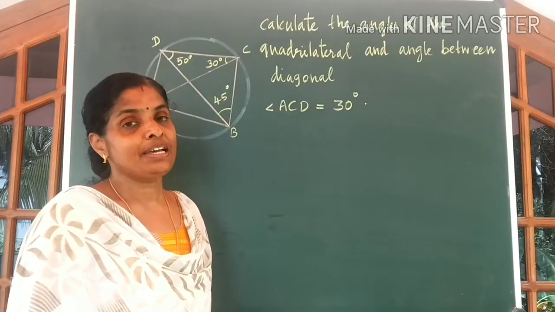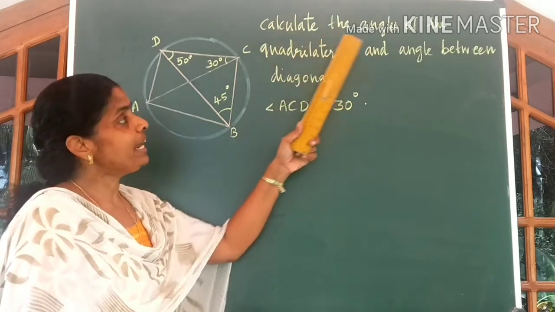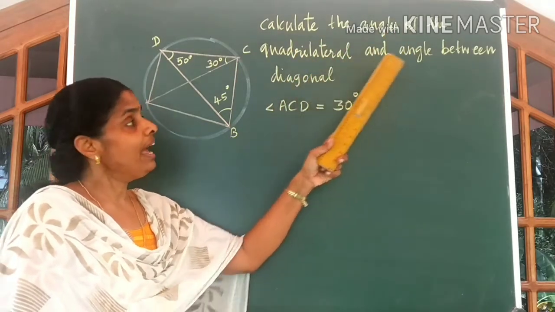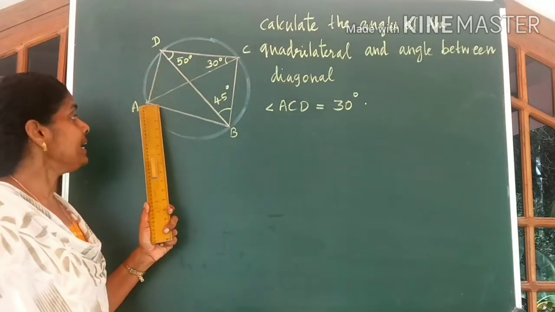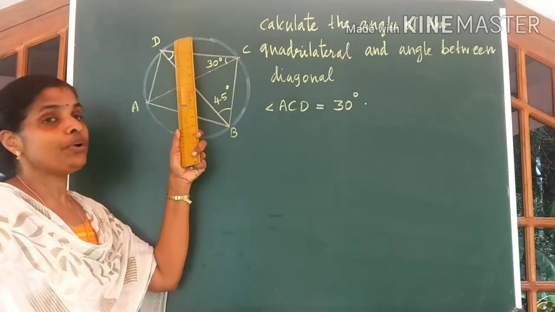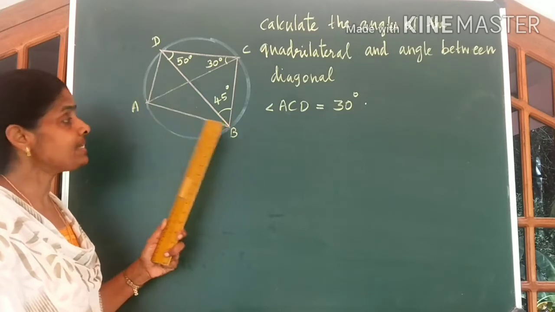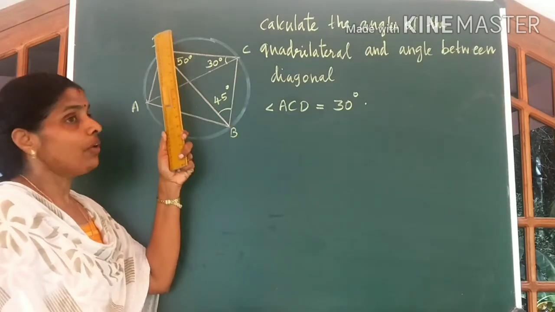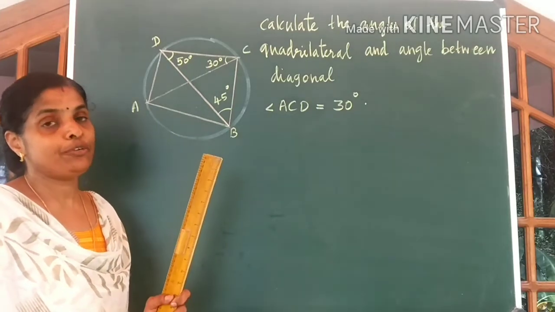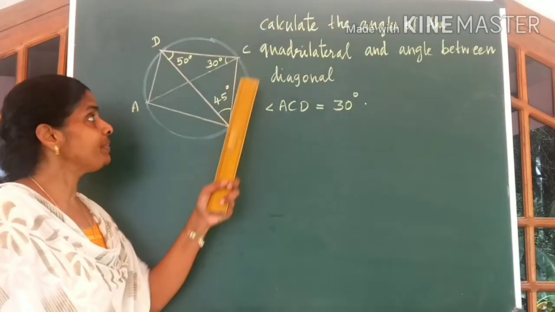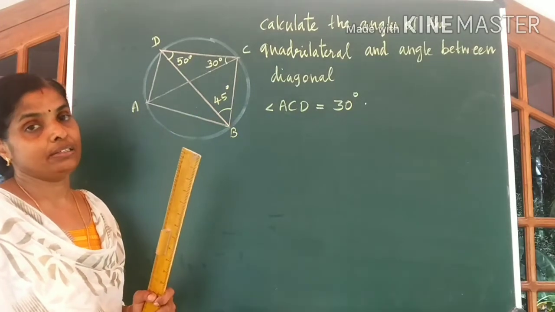Let us discuss the problems in the exercise. Come to the first question. Calculate the angles of the quadrilateral and the angle between the diagonals. You are given a circle and a quadrilateral with all four vertices on the circle. I have named the quadrilateral ABCD for you to get an idea about angles. We have to find all angles of the given quadrilateral. For that, you need each angle.